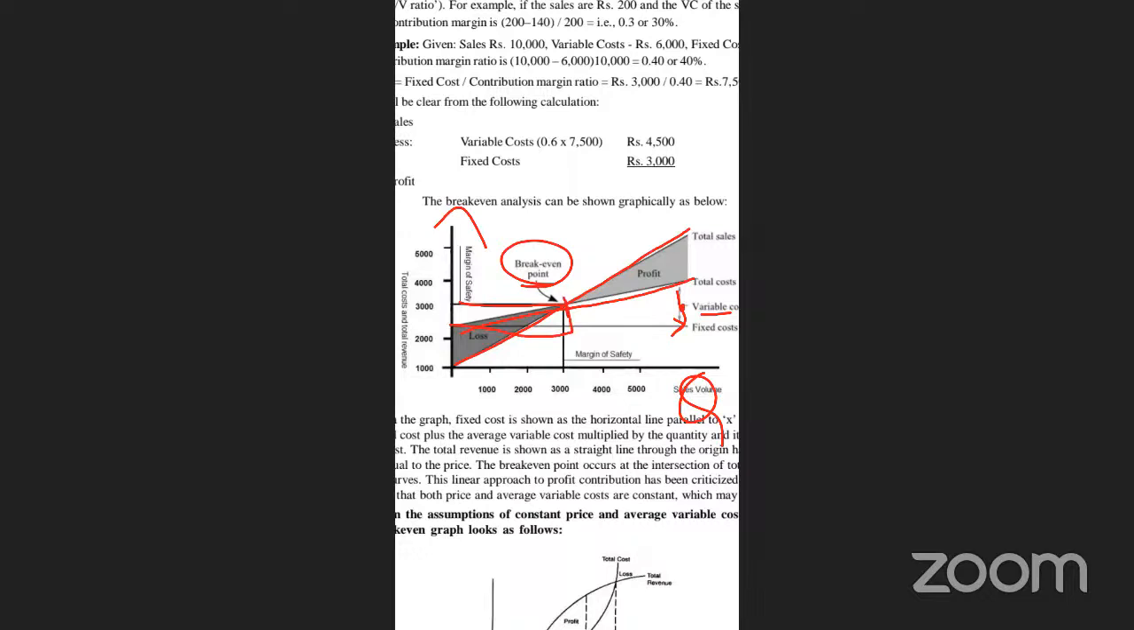Now you see anything which is earned below this point is loss, and anything above this point is considered profit. This is the break-even point. So every firm strives to attain the break-even point as early as possible, so that they start earning profits.